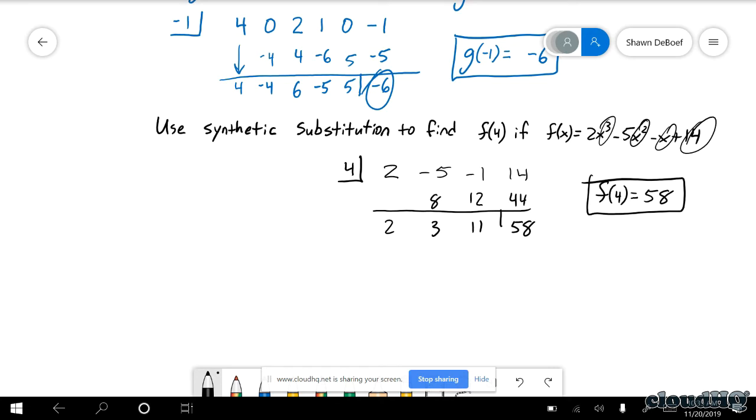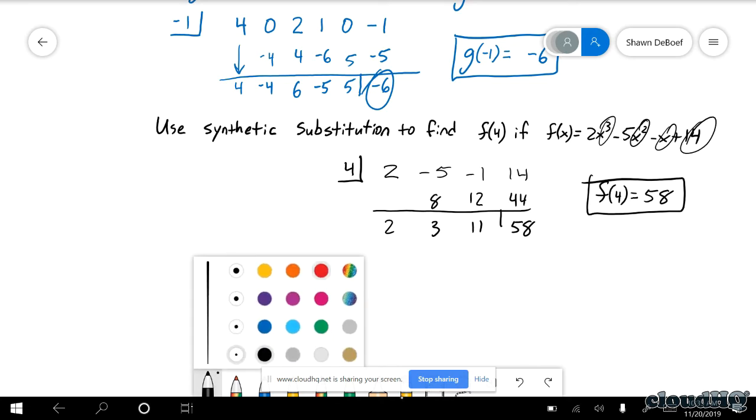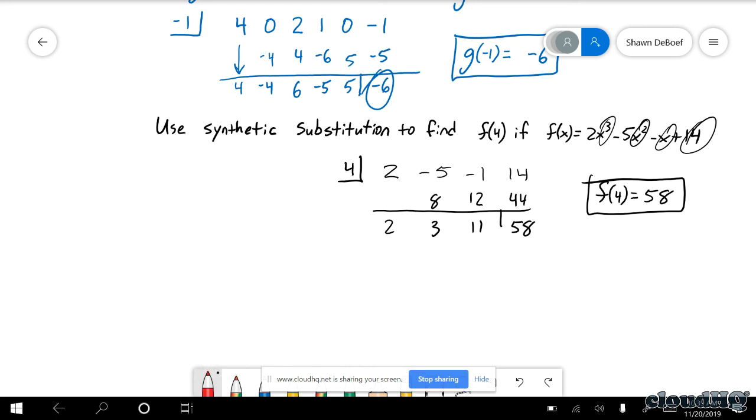So once again, I went through it quickly, but if anybody's questioning the process of synthetic division or synthetic substitution, first number gets dropped straight down. Once you get a number down below the line, you will multiply it by the number in the box, which was 4. So you'll multiply that by 4, which gives us the 8. That's what you'll write underneath the next coefficient.